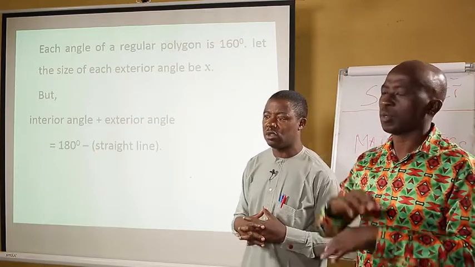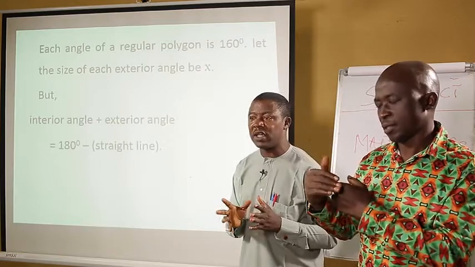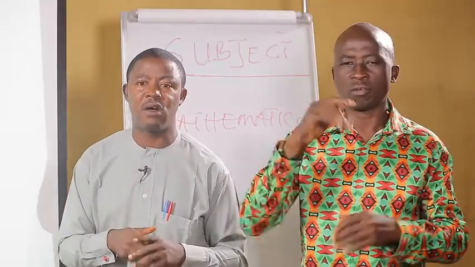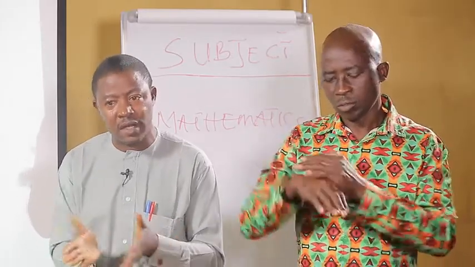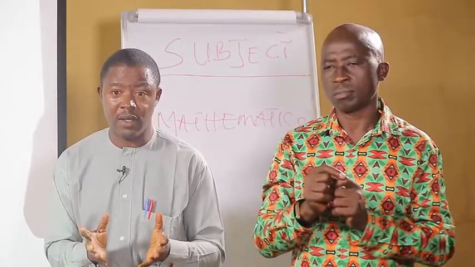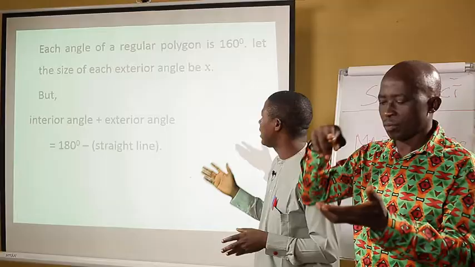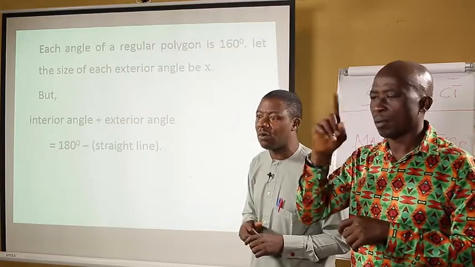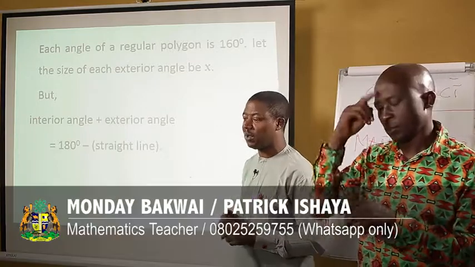Now, all we need to do is to find the size of each of its exterior angles. Because the interior angles are regular, the exterior angles are also going to be regular. Since the exterior angles are equal, we represent one of them by the letter x. So let x be one of the exterior angles of the polygon.